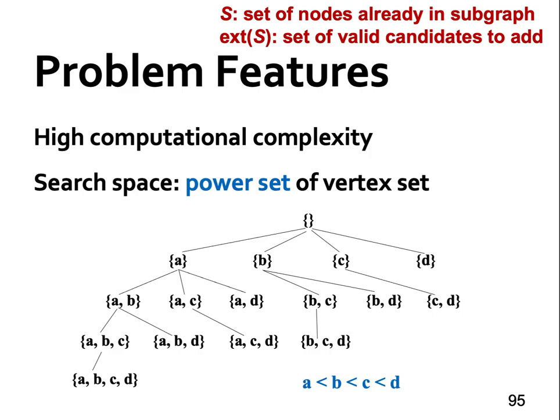During this process, we will keep a set for the vertices already in the subgraph and another set for the valid candidates to add. To avoid redundancy, we only add new vertices into the set if their IDs are larger than those of the vertices that are already in the set. For example, to get ABD, we do not grow BD by A, but rather grow AB by D.